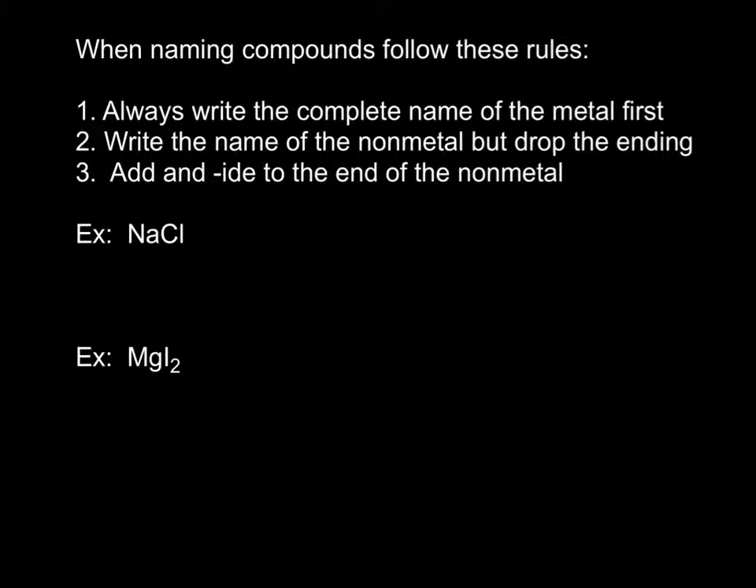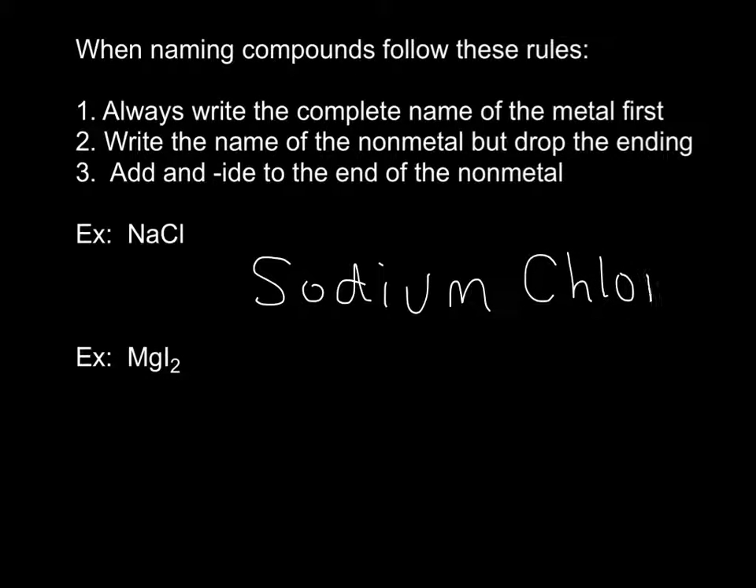Okay, when naming compounds, you have to follow some rules. First thing is you're always going to write the complete name of the metal first. So you go to your periodic table and you find Na, which we know is sodium. So I'm going to write it completely, sodium. And then I'm going to write the name of the nonmetal, but instead of writing chlorine, I'm going to go chlor, and then I'm going to drop the ending, that ine, and I'm going to add ide. And that is going to be sodium chloride.